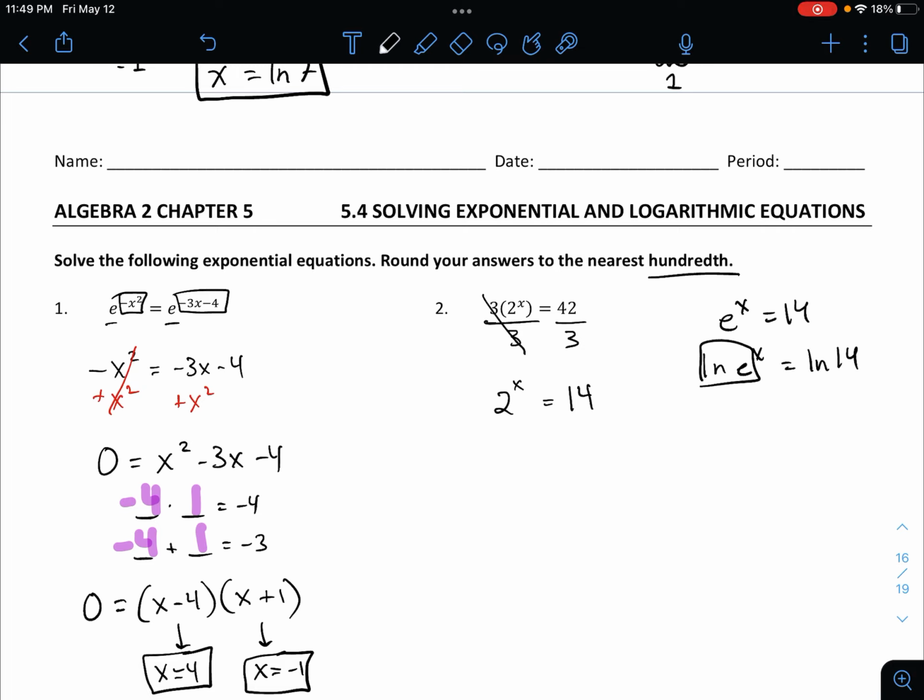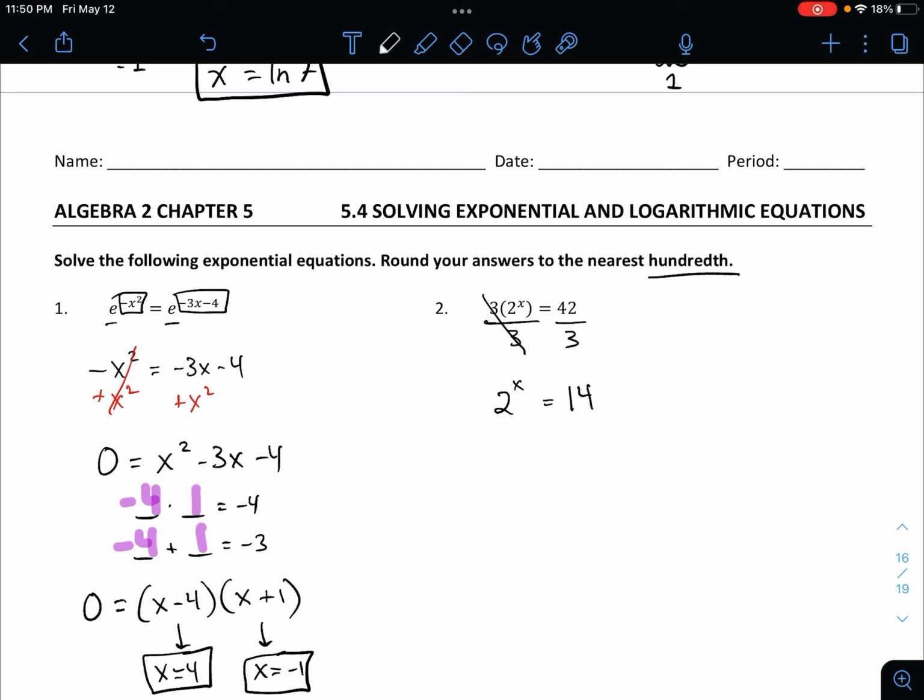All right, because the ln of e is going to just be 1. If I had, let's say, 7 to the x power equals 14, well then I would take the log base 7 of 7^x equals log base 7 of 14, okay? Because I know that log base 7 of 7 is just 1. So you have to be thinking about, whatever your base is here, that's going to dictate which kind of logarithm you use on both sides.